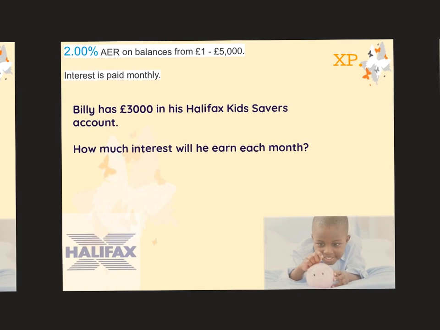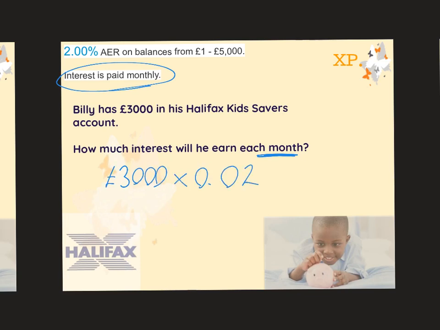So he's still got 3,000 in his Kids Savers account. How much interest will he earn each month? So obviously we said it's 2% AER, but the interest is paid monthly. So all you have to do is get the £60, so you do the £3,000 multiplied by 0.02, but then we would divide that by 12 to give us it per month because of the 12 months in a year, so it would be £5 a month.